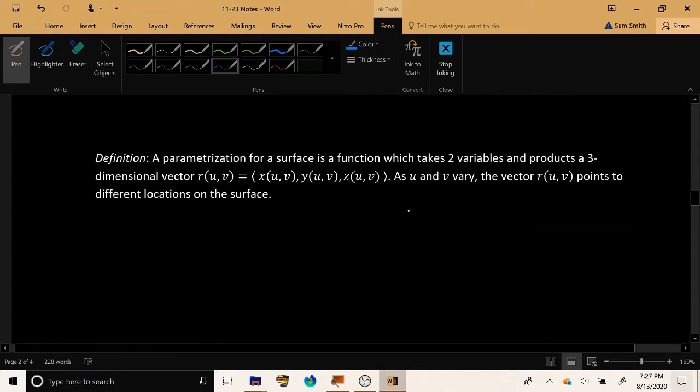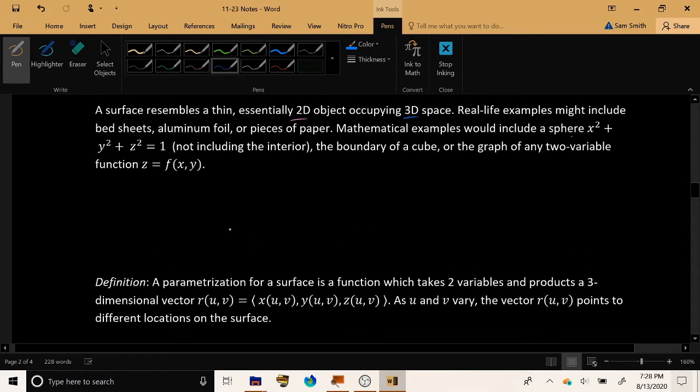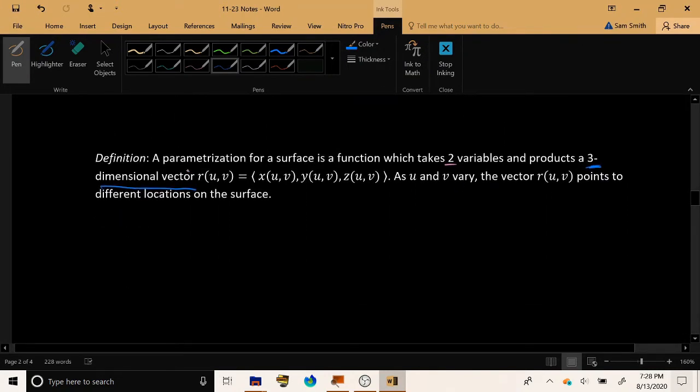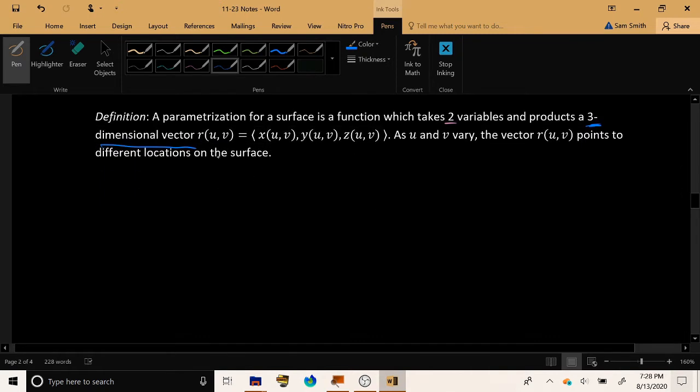And so let's introduce the idea of a parametrization for a surface. It's a function which takes in two variables corresponding to the 2D nature of the surface, and it produces a three-dimensional vector corresponding to the fact that the surface lives in three-dimensional space. And the parameterization is still usually called r, but r is a function of two variables, u and v, and produces three functions x, y, and z. And as u and v vary, the vector r of u, v points to different locations on the surface.